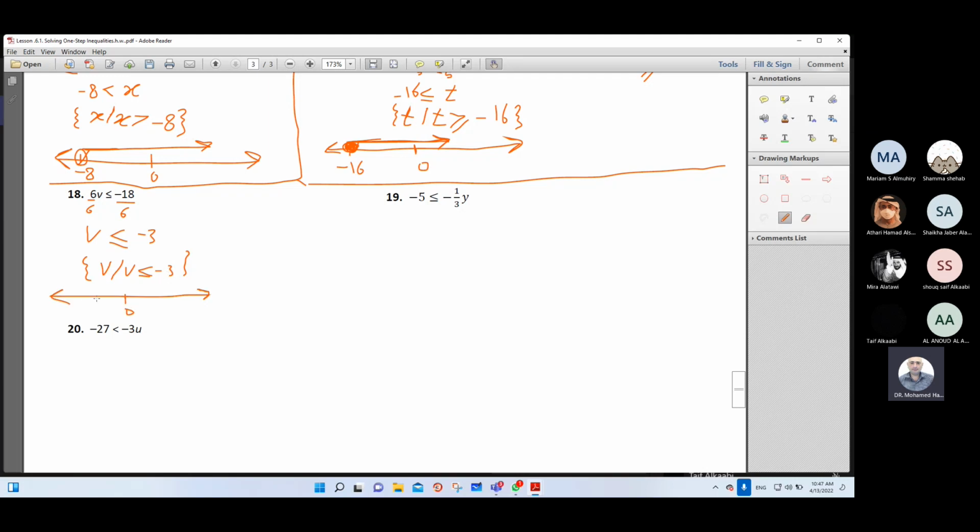Represent here minus 3, this is minus 3, for example. We have equals in the sign, so use a shaded circle. And b less than means the direction to the negative side.